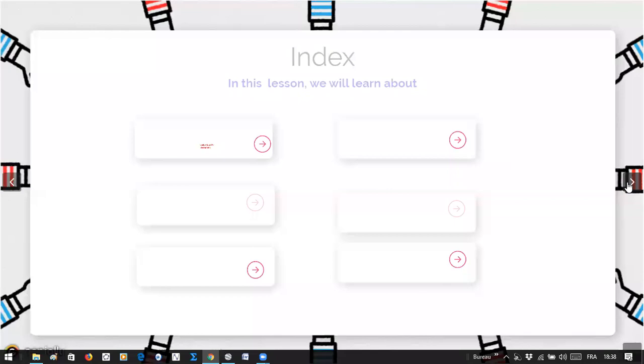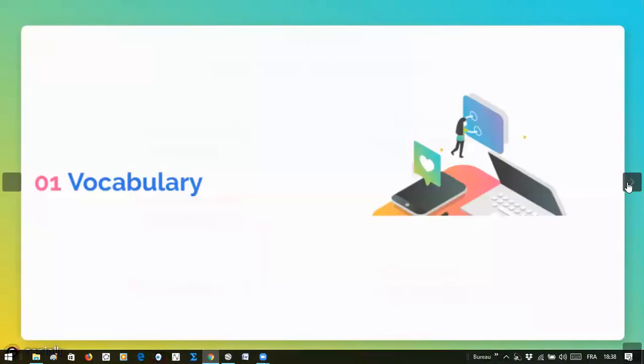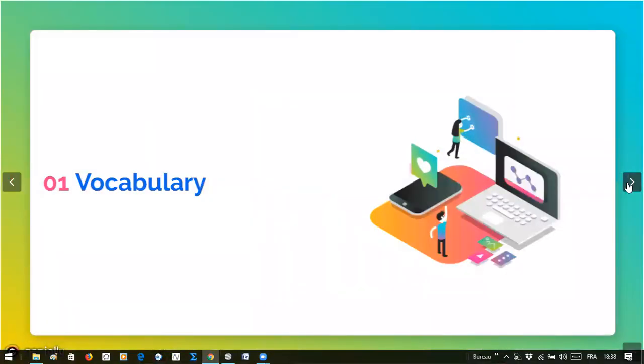In this lesson, we will learn about these 6 steps. Begin. The first is vocabulary.